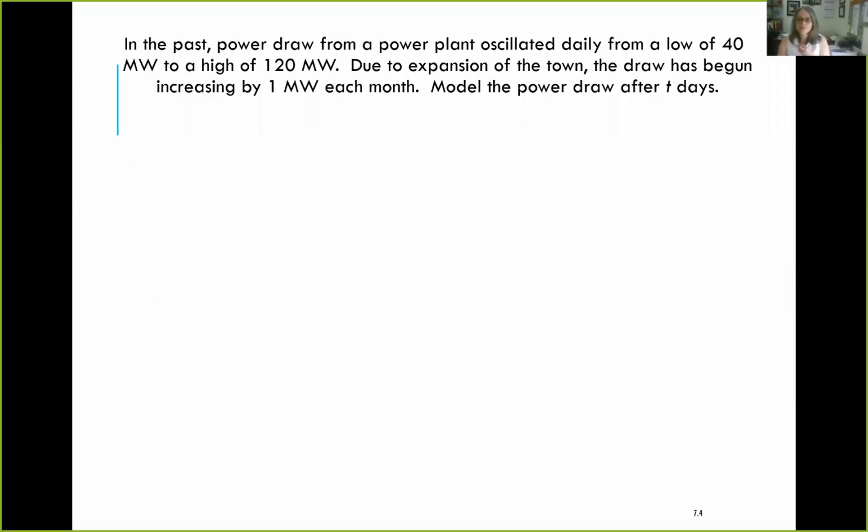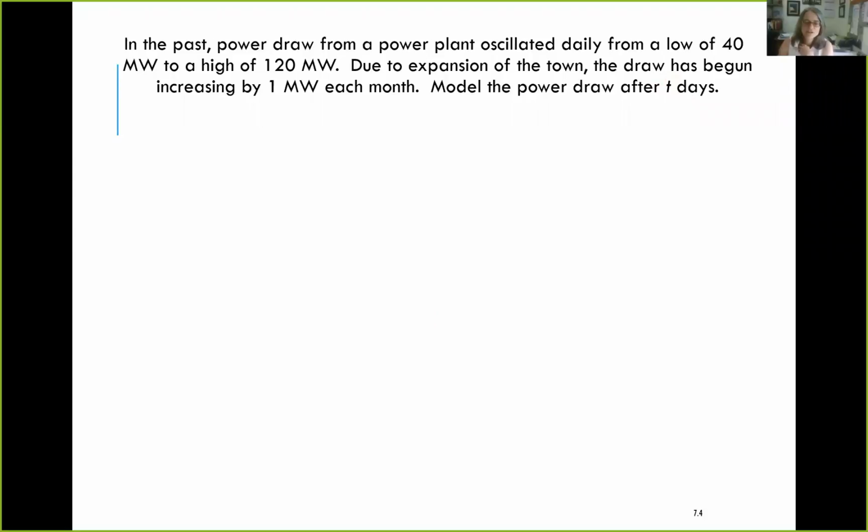Let's try another one. This is a power draw. A power plant has in the past noticed that the daily power usage oscillates between 40 megawatts and 120 megawatts. But the town's expanding, so the draw has begun to increase by 1 megawatt each month. Let's model the power draw after T days.